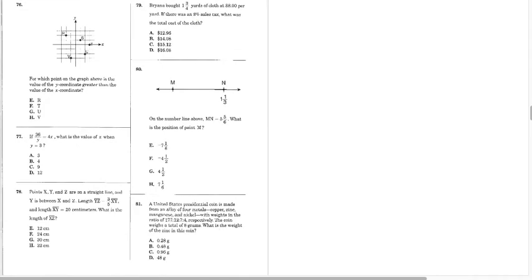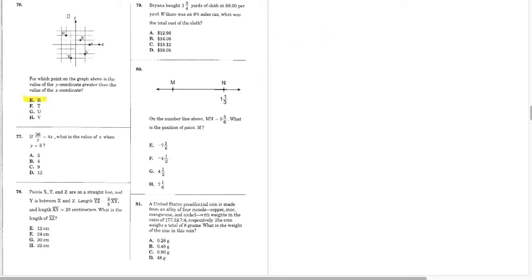Okay, question 76. For which point on the graph above is the value of y greater than x? So we want to look at where the x is negative. So for point R, looks good to me. That's going to be x is -2 and y is +2, right? So answer is R, or E, sorry.